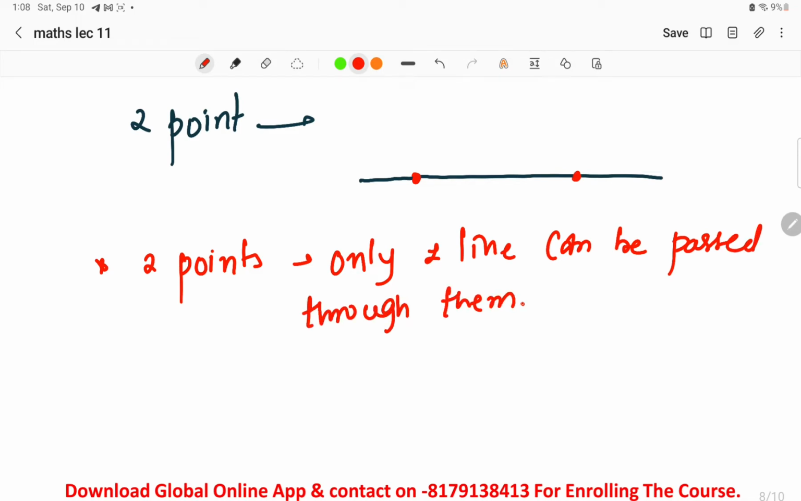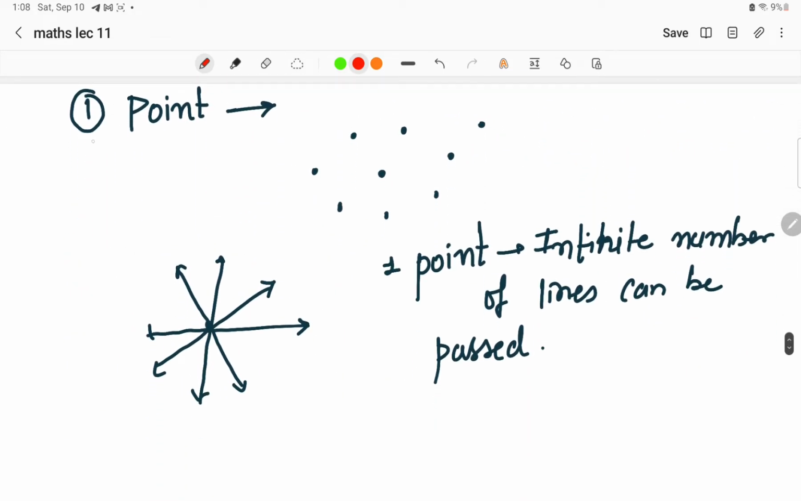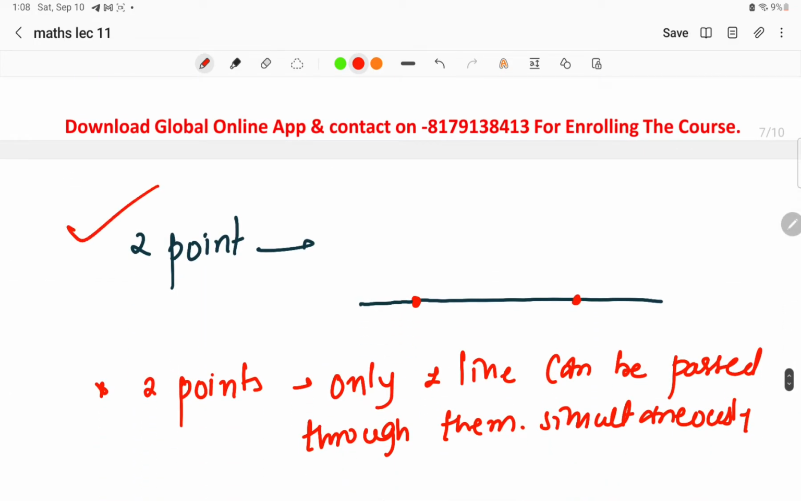We can say simultaneously. So basically the very first term that we have seen in geometry is the term called point. Point is nothing but a dotted structure, and in this we have to remember 2 things. If we consider a particular point, an infinite number of lines can be drawn or passed through it, and if we consider 2 points, we can only draw a single line that can be passed through both the points simultaneously. So this was the term called point.